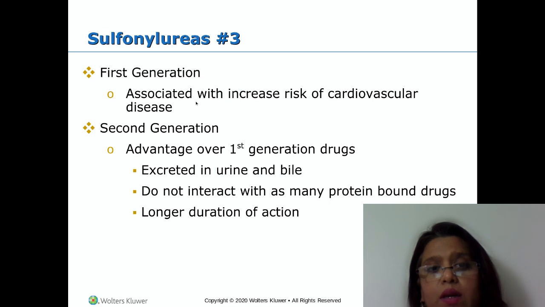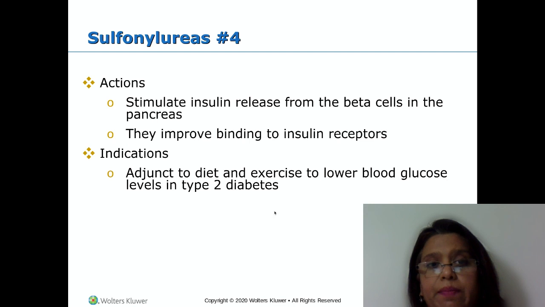So what are they associated with? They could be associated with cardiovascular diseases. Second generation, we want to make sure that we... All of these medications, remember, are metabolized in the liver and excreted in the urine. So we check liver function and kidney function tests before we give it to them.